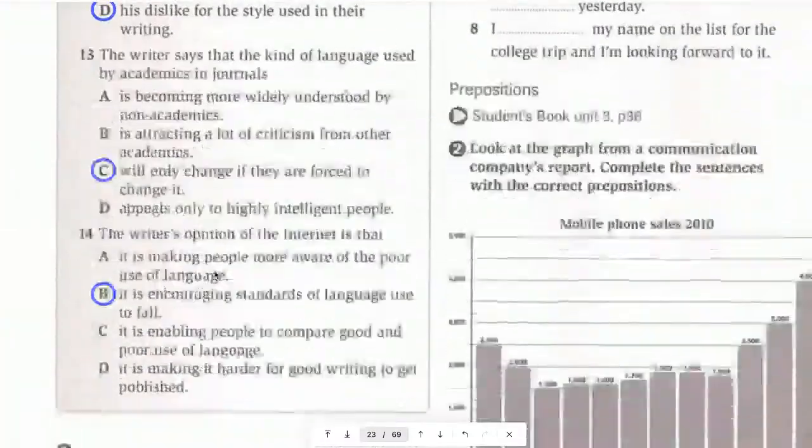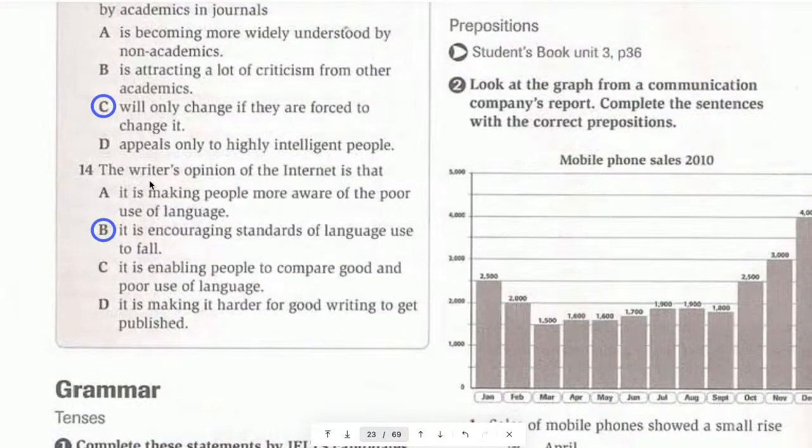Okay, now the last one, 14. The writer's opinion of the internet is that, and the answer is B. It is encouraging standards of language used to fall. So he thinks that the internet is encouraging standards of language used to fall.